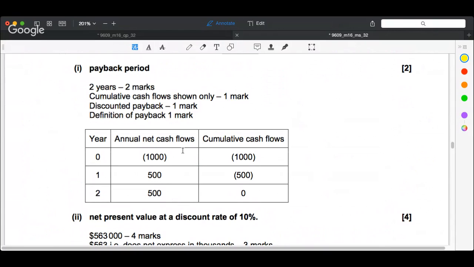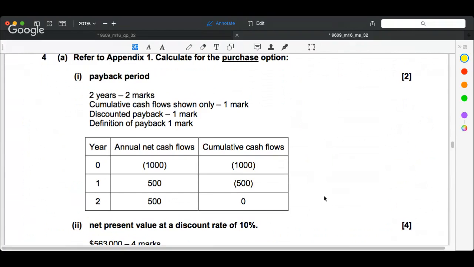Okay, this is how I'm reading the table. In year 0, you put 1,000 out, so you're minus 1,000. In year 1, you're getting 500 back in, so your cumulative cash flow is minus 500. And then in year 2, you get another 500 back in. So if you look at this table on the board, 1,000 has gone out, and 1,000 in total has come back in, which means we're net zero cumulatively. Cumulative means ongoing, right? That's how I understand it.